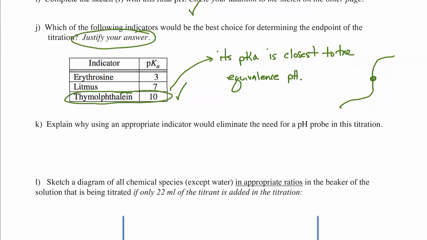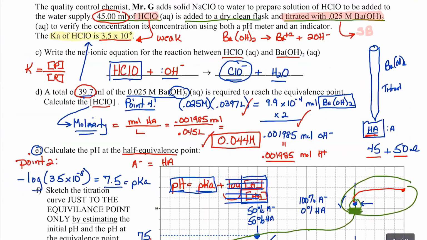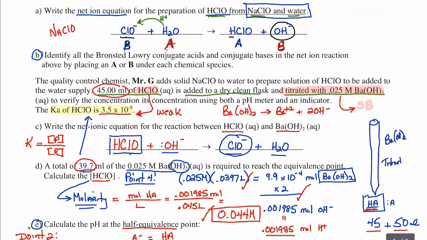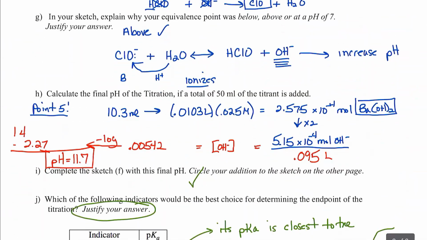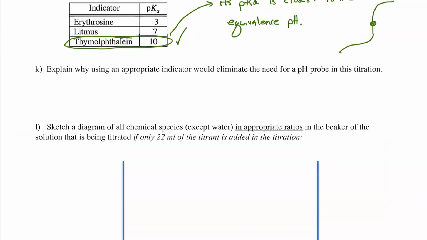Now, K, explain why using an appropriate indicator would eliminate the need for a pH probe. Well, what was the whole point of this titration? The whole point of the titration was to do what? Verify the concentration, to find the concentration of the weak acid. That's it. Okay, that's all we were trying to do here. So, an appropriate indicator would help us get that what?